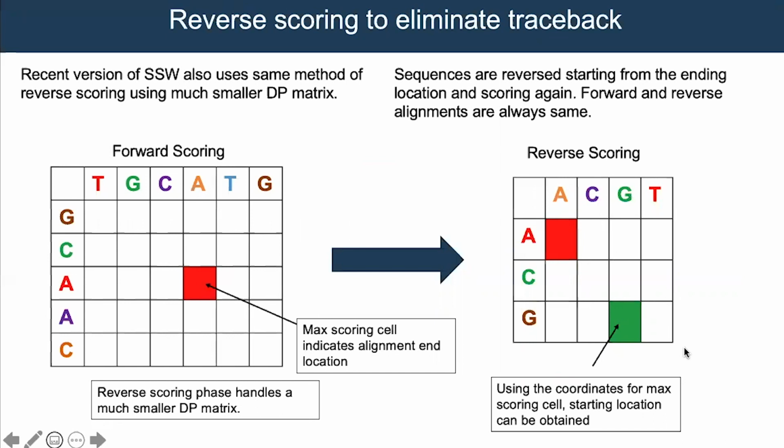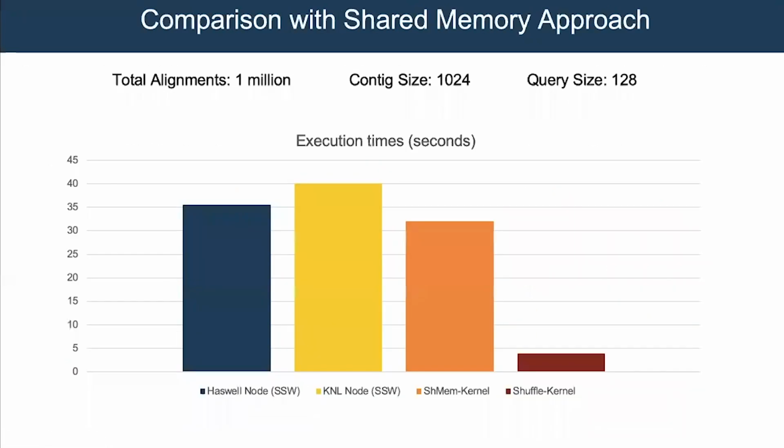And then I use the same method of warp shuffle data sharing that I used in the forward scoring phase, and thus get the starting coordinates of the alignment. Now, using these optimizations, I was able to get very close to our target, in fact, much better.